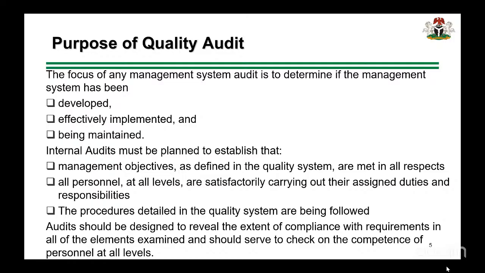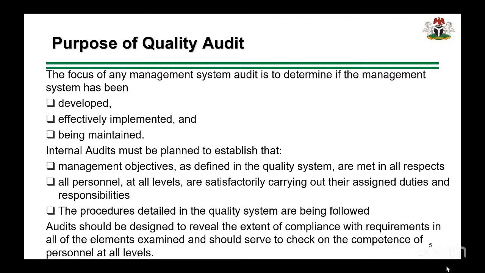Now, what's the purpose of quality audit? Why do we do audit? As an auditor or as someone who is going to do audit, the focus of any management system audit is to determine if the management system has been developed, if it has been effectively implemented, and if it has been maintained. Please underline those three words. Developed means having those systems in place. The processes and procedures being developed is one thing. It's possible it is developed and it's not being implemented. And it's possible that it is implemented, but it's not effectively implemented. So something can be implemented, and yet it's not effectively implemented. If it's not effectively implemented, then you cannot get the full benefit.